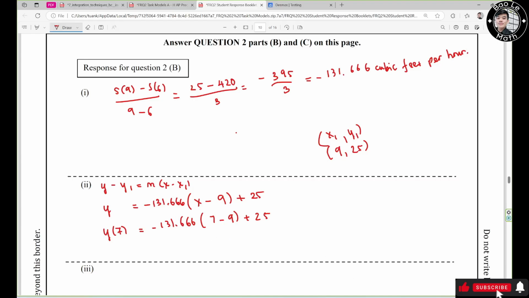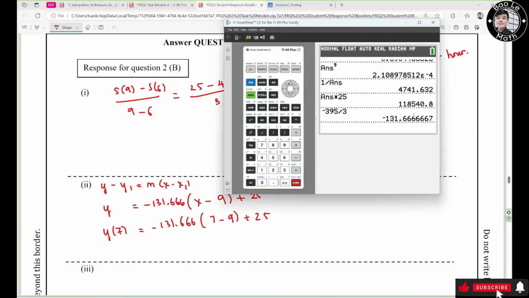Now we're going to bring up the calculator, so it can be this number right here. I just leave it over there, and I'm going to multiply by 7 minus 9, it could be negative 2. So multiply by negative 2. And then I'm going to add 25. So it's going to be 288.323.